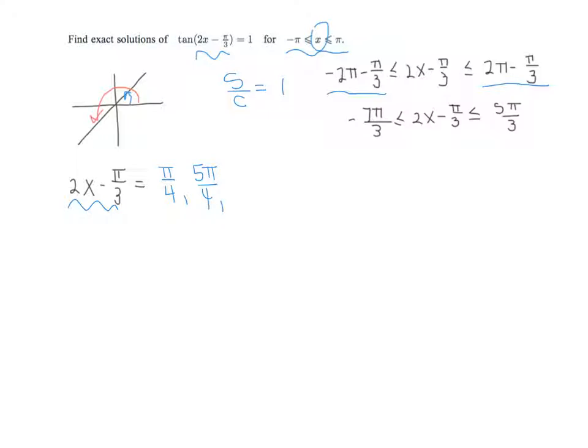Let's add 2 pi onto pi over 4. So that becomes 2 pi is 8 pi over 4, so that becomes 9 pi over 4. And how do we know if 9 pi over 4 is less than or equal to 5 pi over 3?